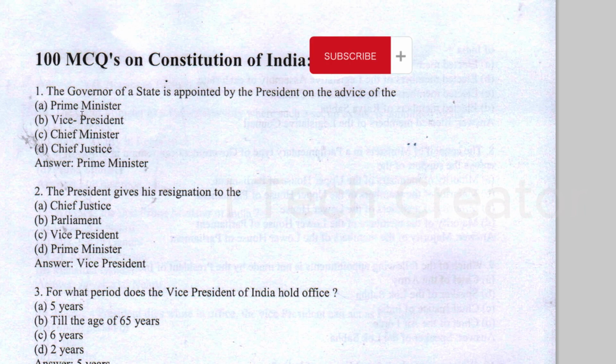This is the last question. The Governor of the state is appointed by the President on the advice of the Prime Minister.